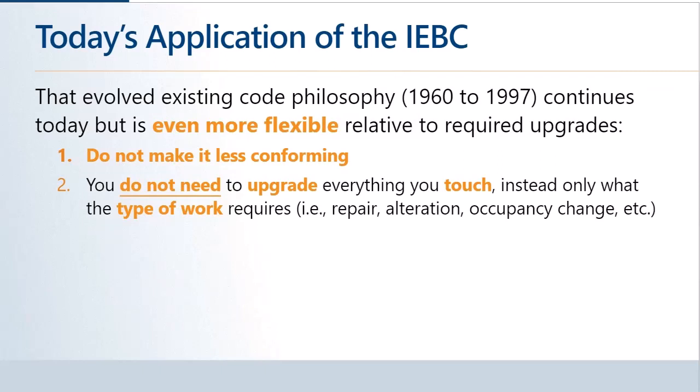So that evolved existing code concept, and where it came from, the 1960s all the way to the 1997 NARP, does continue today in the current IEBC, but it's important. It's actually even more flexible than what it was back then. Within the IEBC, number 1, it's set up, do not make it less conforming, again, as we're relating to repairs, for example. And number 2, that Midas touch went away. You actually do not need to upgrade everything you touch. Instead, you only need to upgrade based on the type of work that you're conducting to or for that building, whether it's a repair project, an alteration, change of occupancy, etc.